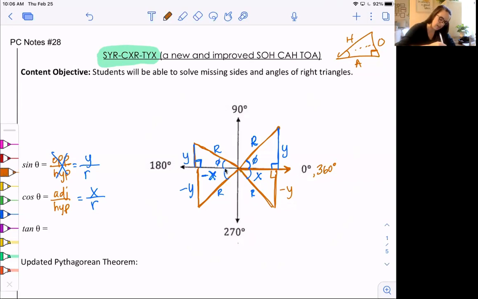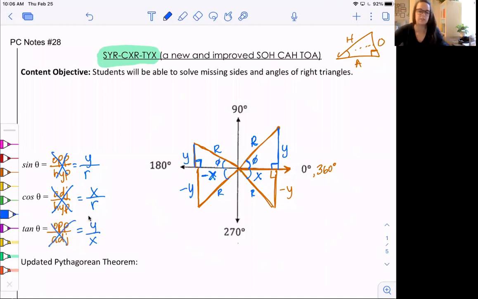All right. So now tangent used to be opposite over adjacent. What is tangent going to be? My opposite is y and my adjacent is x, so I would have y over x. We're not going to use opposite over adjacent, now we're going to use y over x. So now our sine is y over r, cosine x over r, tangent y over x.